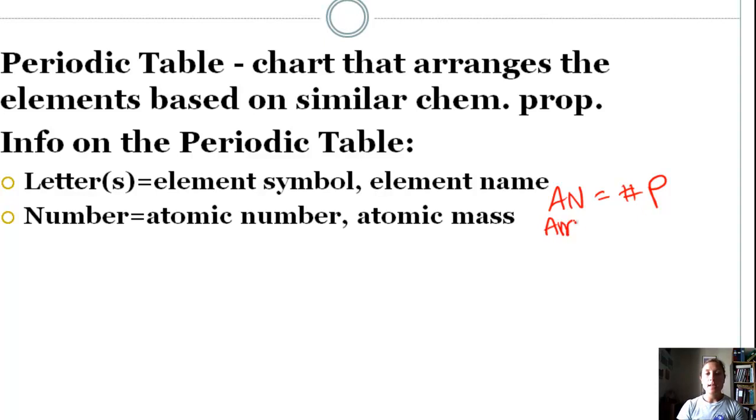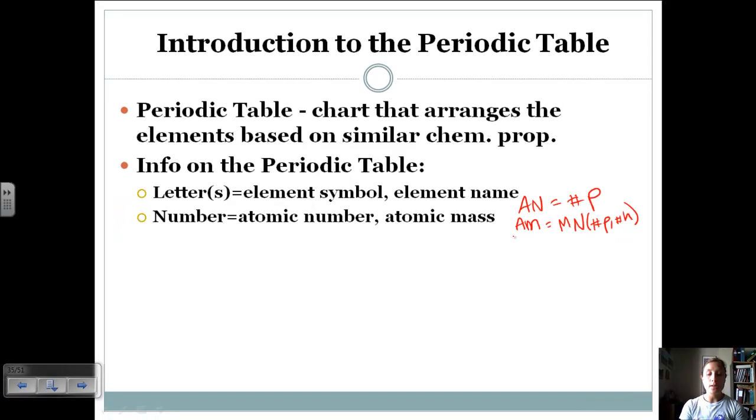Atomic mass is, remember, an average of all of the isotopes for that element and how often they occur. So when we round the atomic mass, we usually get the mass number, which is the number of protons and the number of neutrons. And so we can use these two pieces of information to find out the number of all the subatomic particles for a particular element.